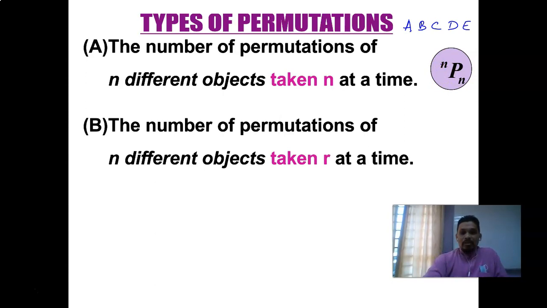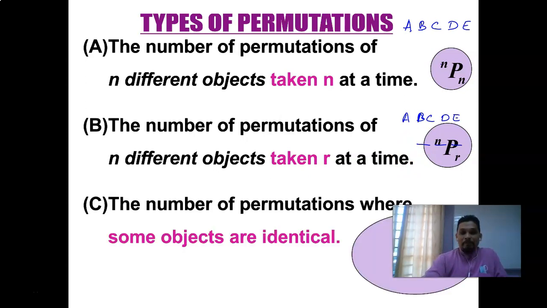And then this one here, the number of permutations of n different objects taken r at a time. So just imagine that I have the letters A, B, C, D, and E. Out of these 5, from A until E, I need to choose any 3 of them. It's either A, B, C, A, C, D, A, D, E, B, C, D, B, D, E. It's all up to you as long as we choose 3 out of 5. So for this one, we come up with the term nPr.